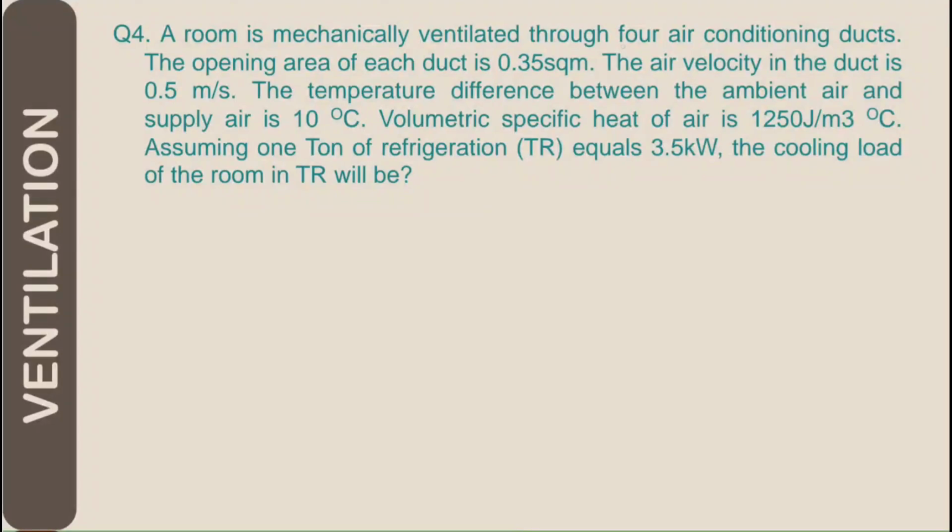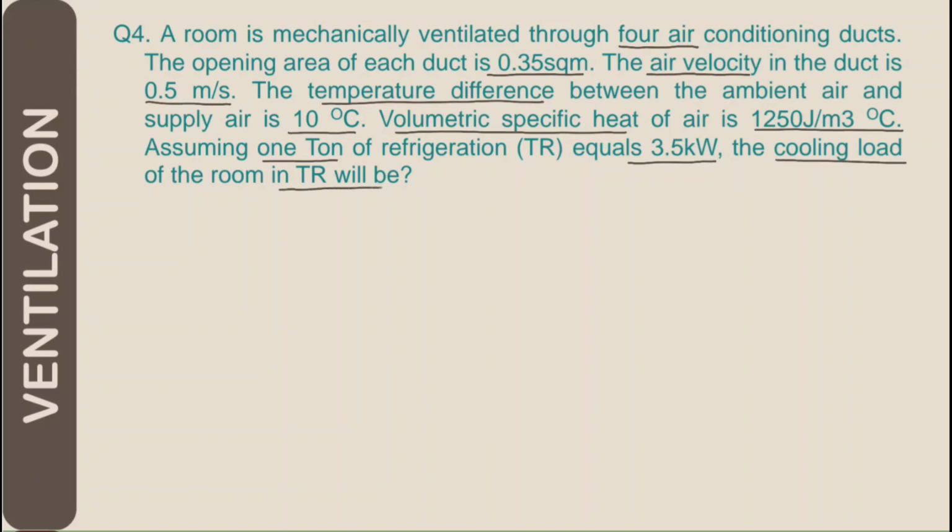A room is mechanically ventilated through 4 air conditioning ducts. The opening area of each duct is 0.35 square meter. The air velocity in the duct is 0.5 meter per second. The temperature difference is 10 degree. Volumetric specific heat is 1215 joule per meter cube degree Celsius. Assuming 1 ton of refrigeration as 3.5 kilowatt, the cooling load of the room in TR will be?